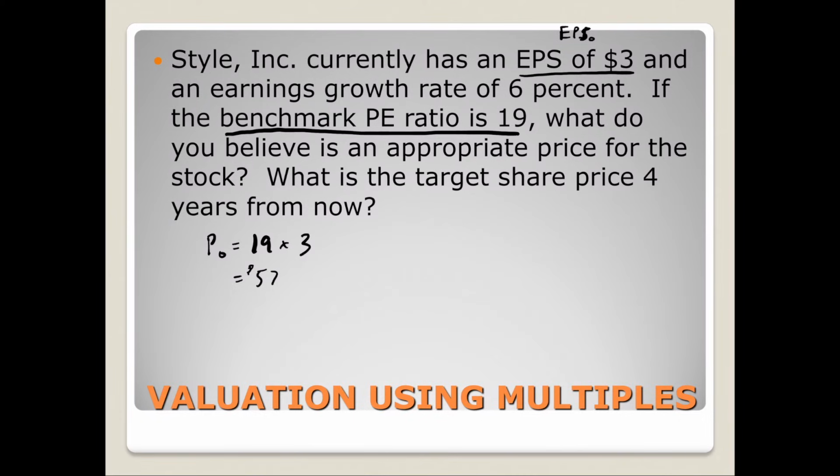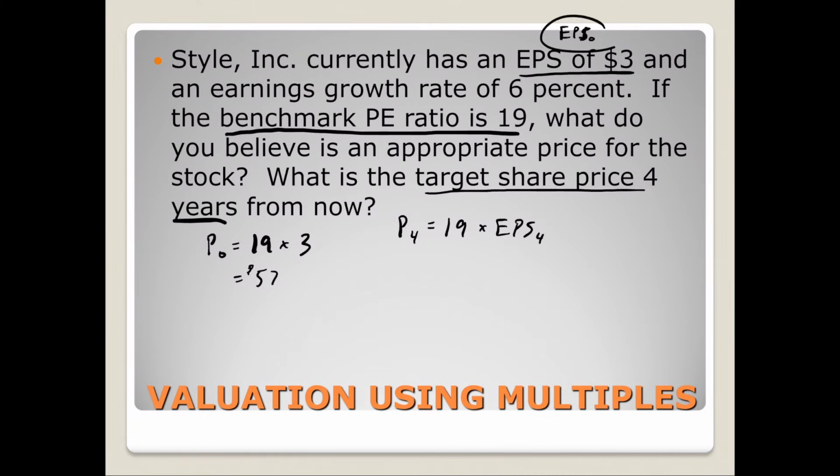So if the stock price is lower, then you might consider this a good investment, because your valuation based on using multiples values that stock at more than the current market price, if the market price is lower than $57. Now, the next part asks: what is the target share price 4 years from now? So you're using P4 equal to that benchmark PE ratio, which is 19, multiplied by the earnings per share projection for 4 years from now.